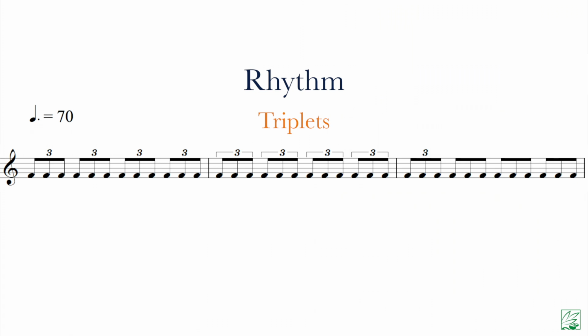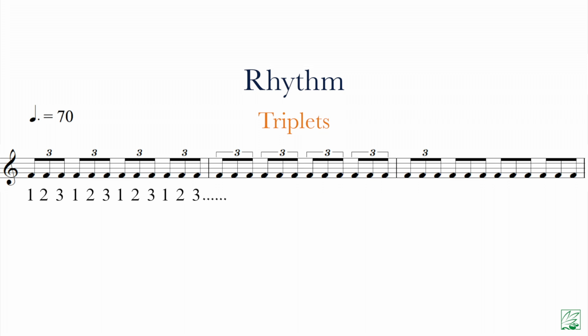A triplet is played within one crotchet beat, within one metronome click. You can see in the music that the number 3 is written above each triplet, with or without a bracket. To count in triplets, just say 1, 2, 3, 1, 2, 3, 1, 2, 3.